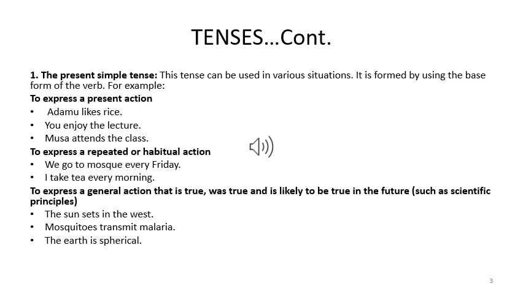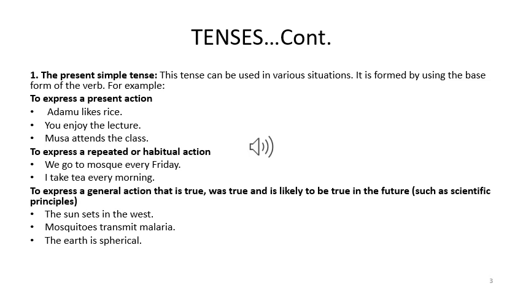Now, it is also used to express a repeated or habitual action. We go to the mosque every Friday. We go to the church every Sunday. I take tea every morning. So this is again expressing the present simple tense because it is expressing something habitual or something repeated, an action that takes place constantly, repeatedly. So this is present simple tense.